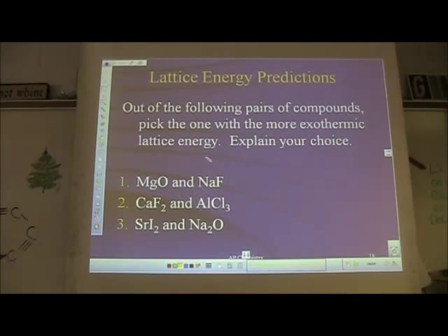First one. Which one has the more negative lattice energy? Everybody. MgO. And how would you explain why in AP Chem lingo? Contains more what? Highly charged ions. Good. Okay. How about the second one? Which one? Okay. Good. For the same reason. This has more highly charged ions than this one.